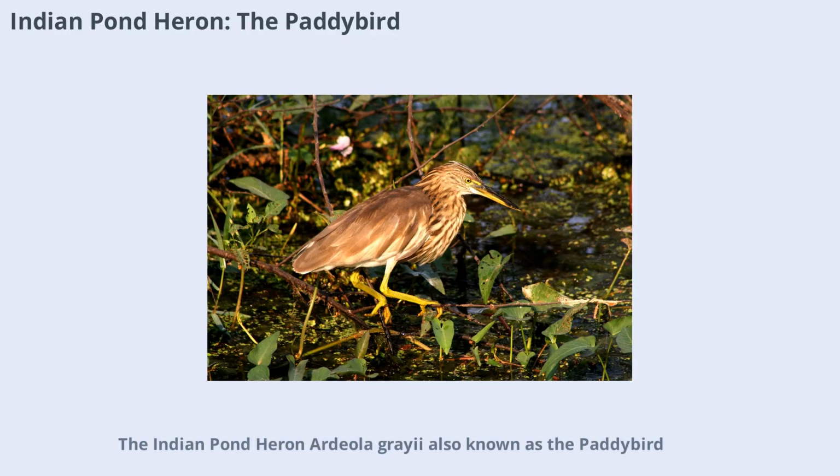Indian pond heron, Ardeola grayii, also known as the paddybird, is a medium-sized heron with a dark brown back and white wings. During breeding, its head and neck turn yellowish-brown and it develops long plumes. These birds are common in marshes, ponds, and paddy fields, feeding on crustaceans, insects, fish, and amphibians. Their silent nature and sudden flight make them a familiar sight in wetlands across India.